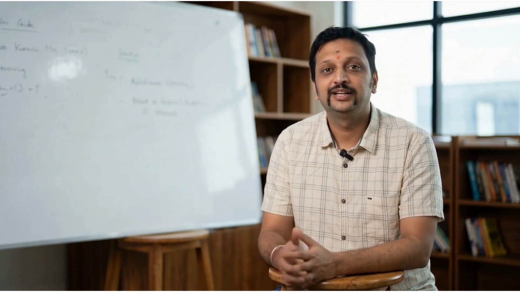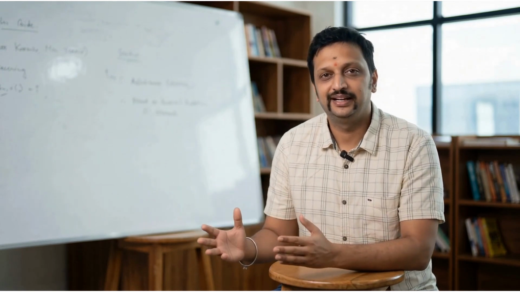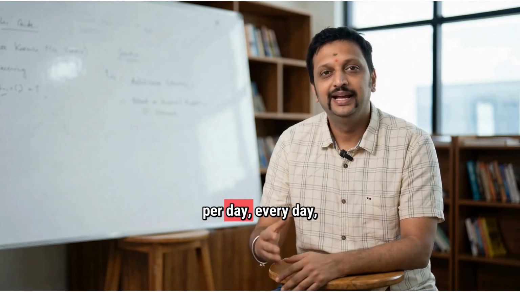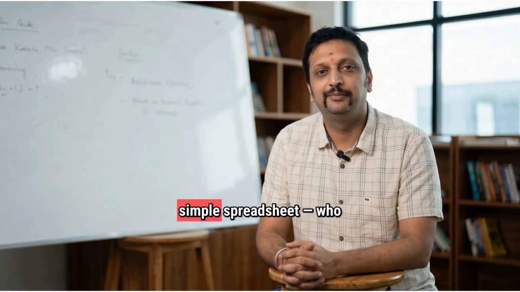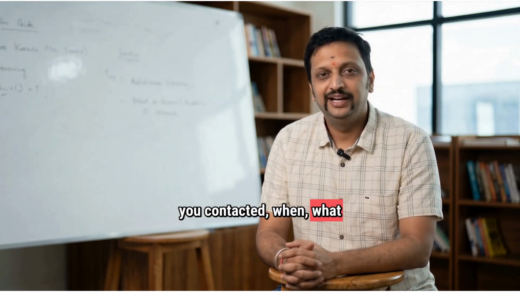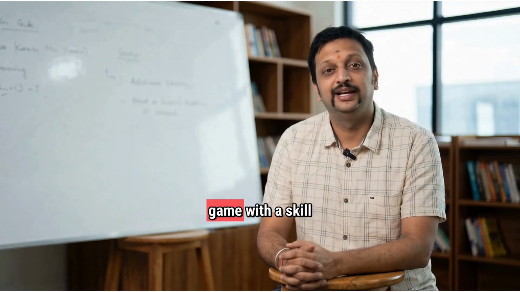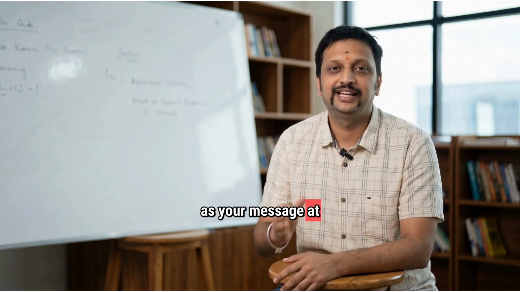Days 8 through 30, the proof phase. One goal: your first paying transaction at any price. If you're freelancing, 20 genuine, personalized outreach messages per day, every day, plus daily applications on marketplaces. Track everything in a simple spreadsheet: who you contacted, when, what happened. Expect silence at first. Outreach is a numbers game with a skill curve, and your message at day 20 will be twice as good as your message at day 1.